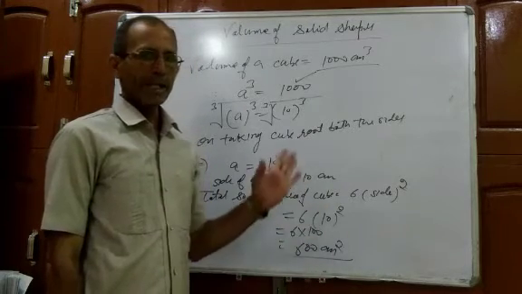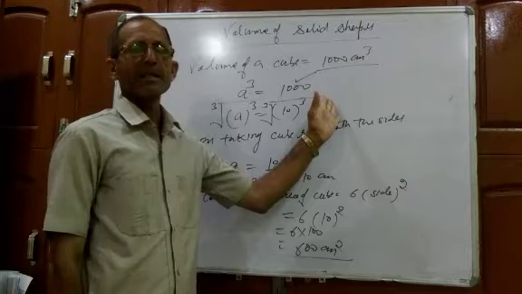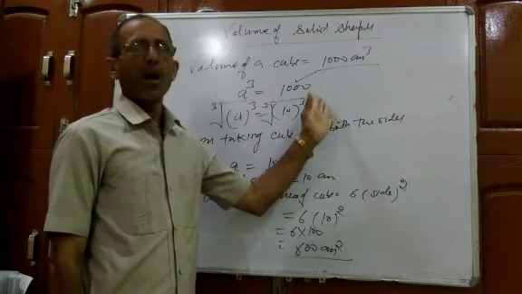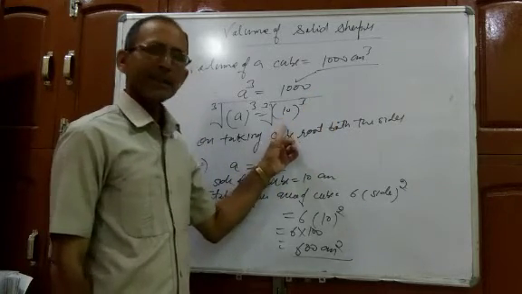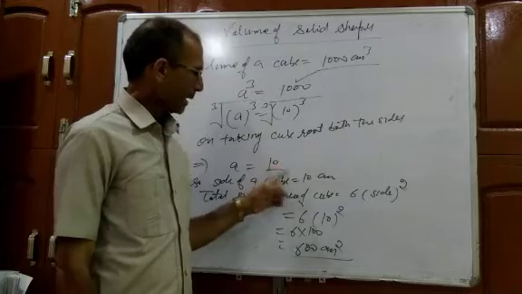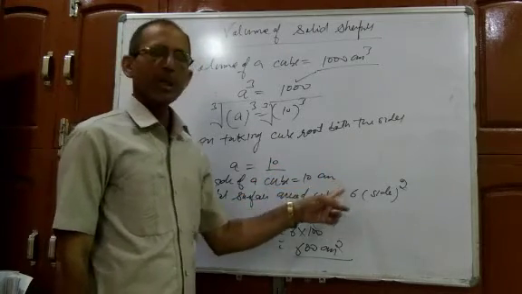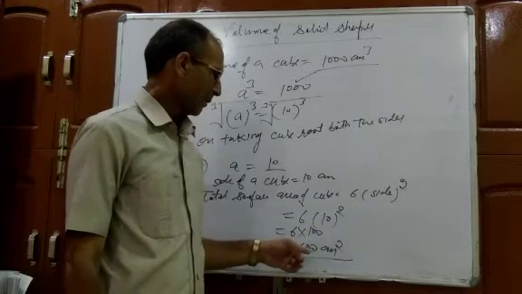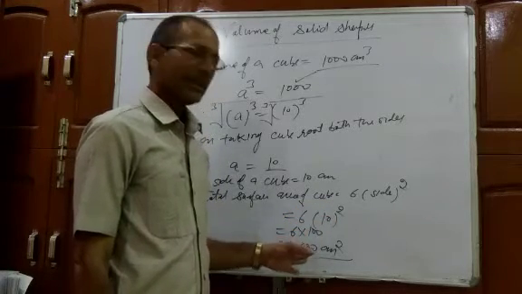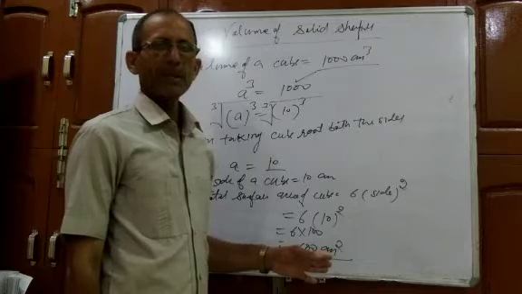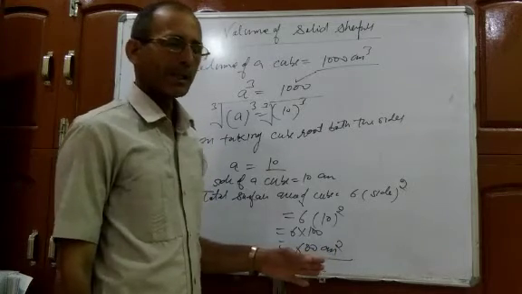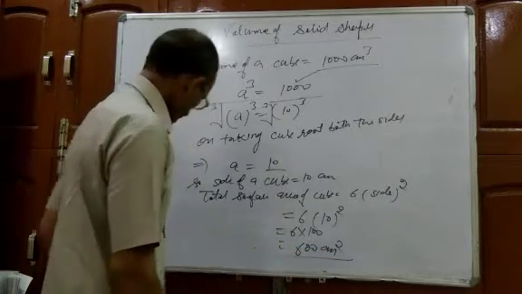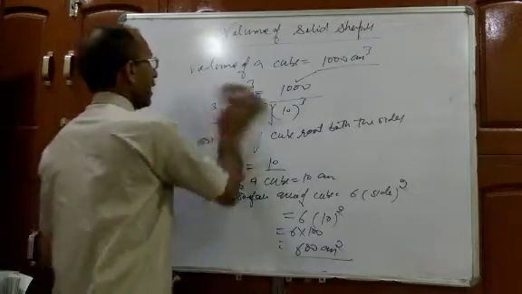So to find the area, first find the side, which means the dimension of the cube. That is 10. After that, apply the formula. What is the formula for finding the total surface area? 6 into side square. So it will be 600 square centimeter. Any doubt, any confusion? Clear? Okay.